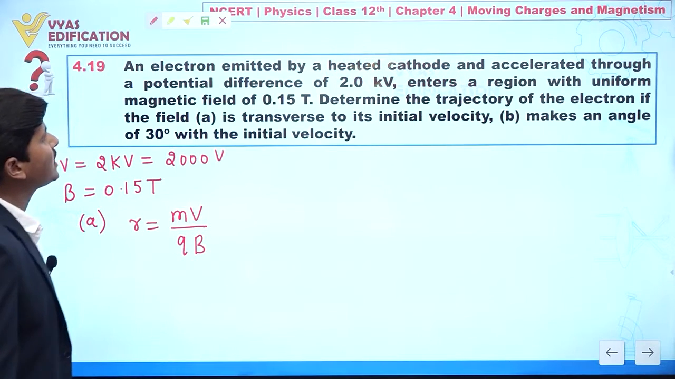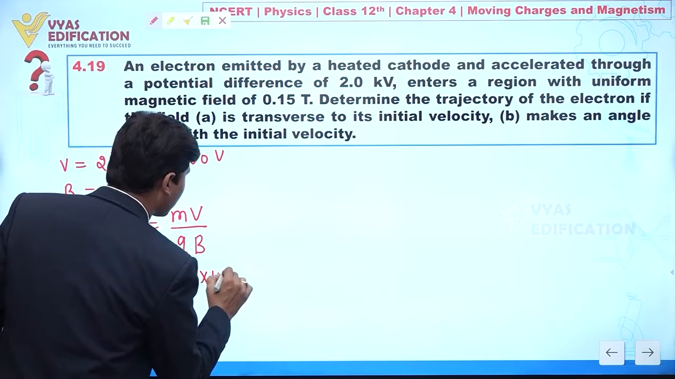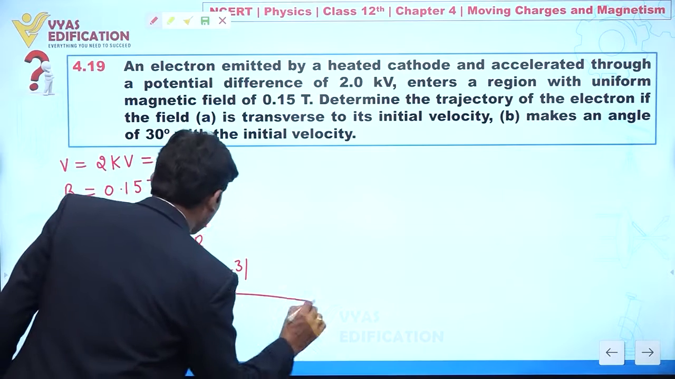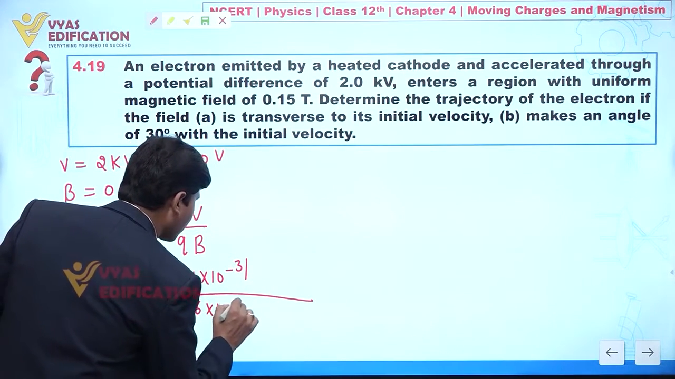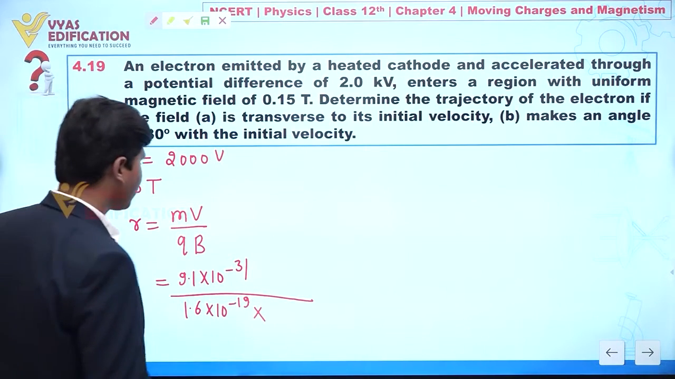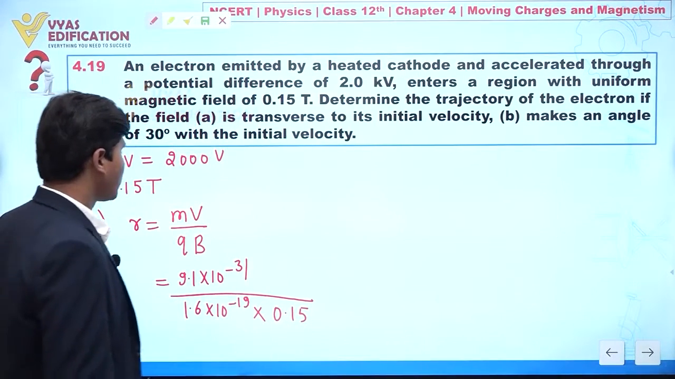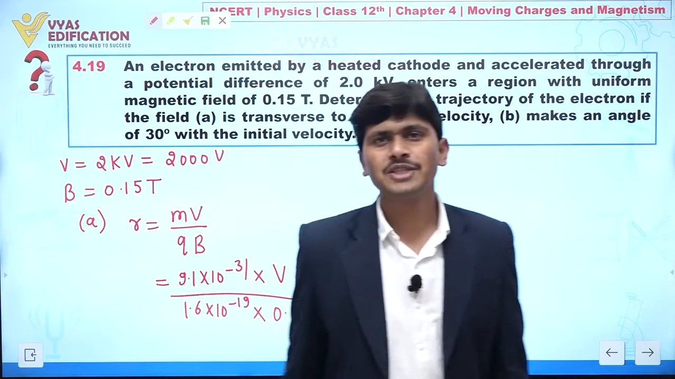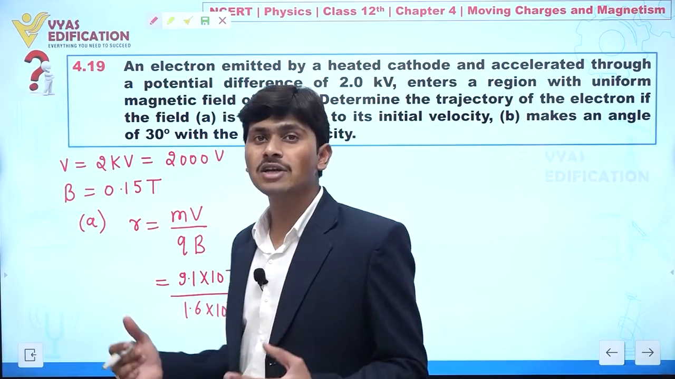Clear? Because this is an electron, mass is 9.1 into 10 to the power minus 31. The velocity of the electron is not given to you. Divided by the charge of an electron, 1.6 into 10 to the power minus 19, and multiplied with the magnetic field, which is given as 0.15 Tesla, and multiplied with V. Now in this question our objective is to calculate the value of velocity. So how can we calculate velocity?